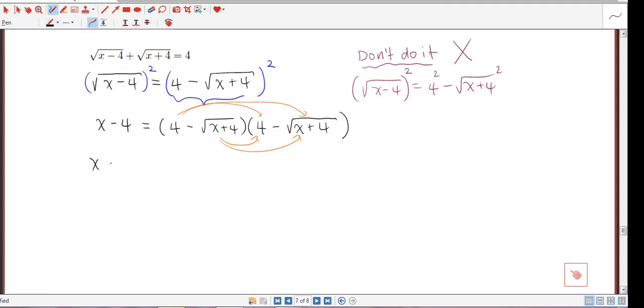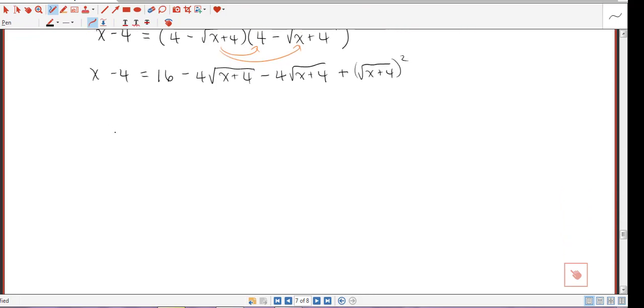So you're going to have x minus 4 equals 4 times 4, 16. Then 4 times the minus square root, so you're going to have minus 4 times the square root of x plus 4. The inner term is another minus 4 square root of x plus 4. The last term is negative times negative, which makes a positive. Here you're going to have the square root of x plus 4, whole thing squared, which is just going to be x plus 4. I don't want to skip any steps, so I'm just going to write every step out.